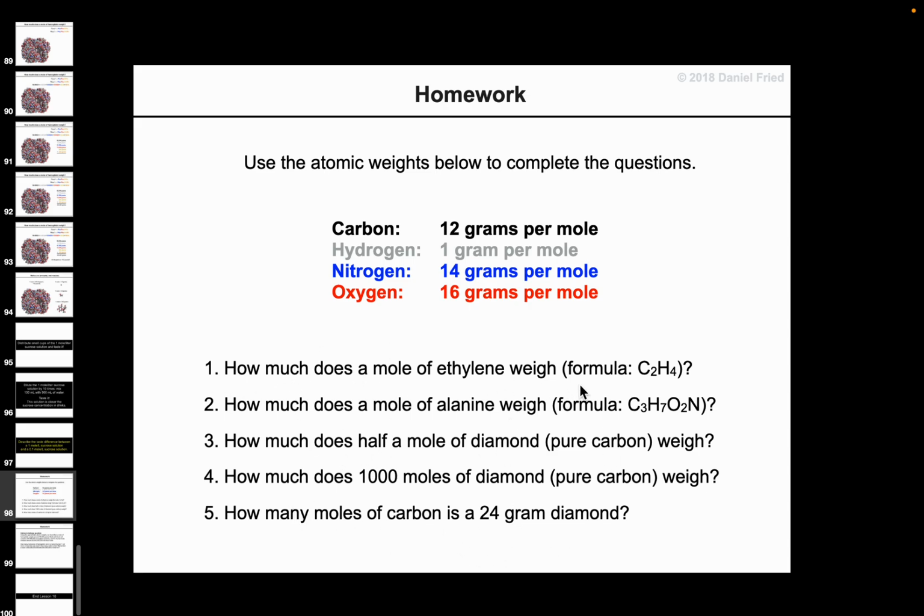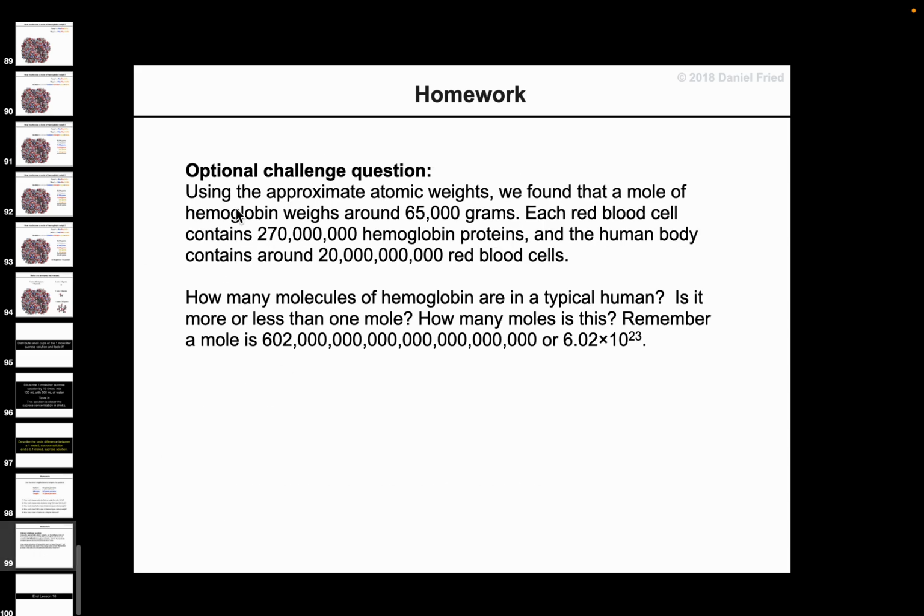So how much does a mole of ethylene weigh? A mole of diamond, a dozen moles of diamond, 24 grams of diamond. So we've done all of this, all of the molecules we've seen. So calculate it. This is homework. An optional challenge: approximate weight.